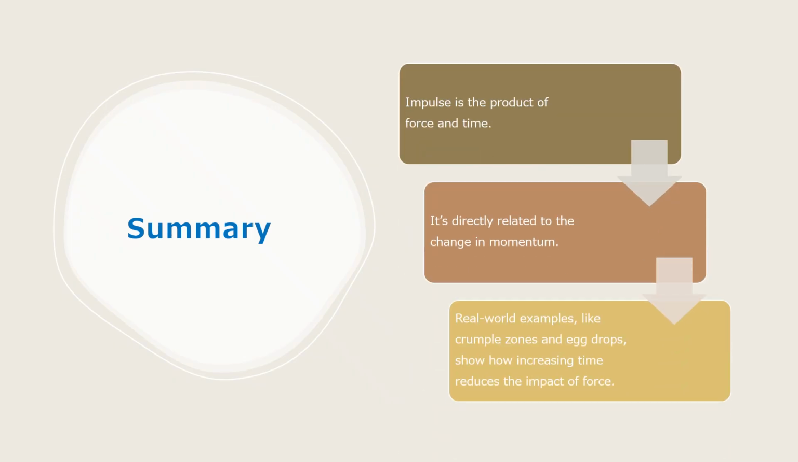Now students, today we learned that impulse is the product of force and time. It is simply the product of force and the duration of time during which the force is applied. We also came to a conclusion that impulse is directly related to the change in momentum. And we saw some examples of crumple zones and egg drop, and how we can make it safer. In this way we conclude the lesson of today.